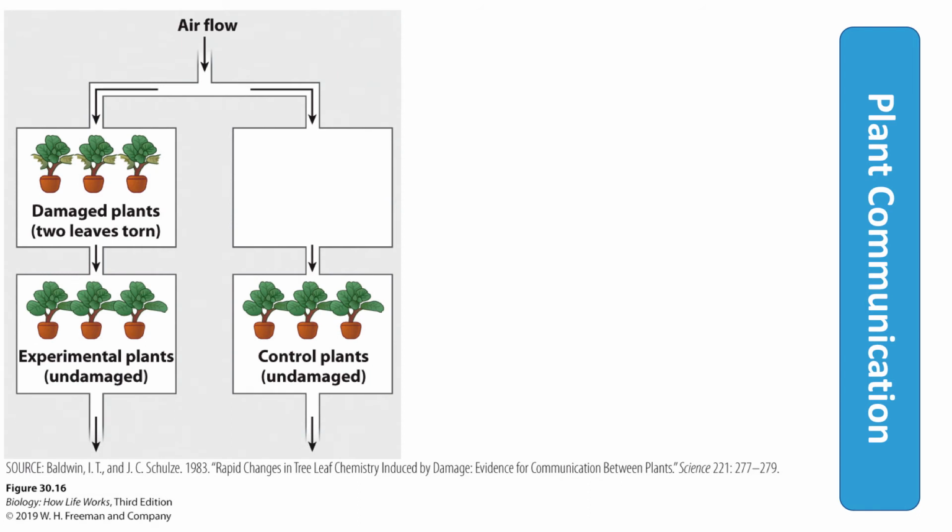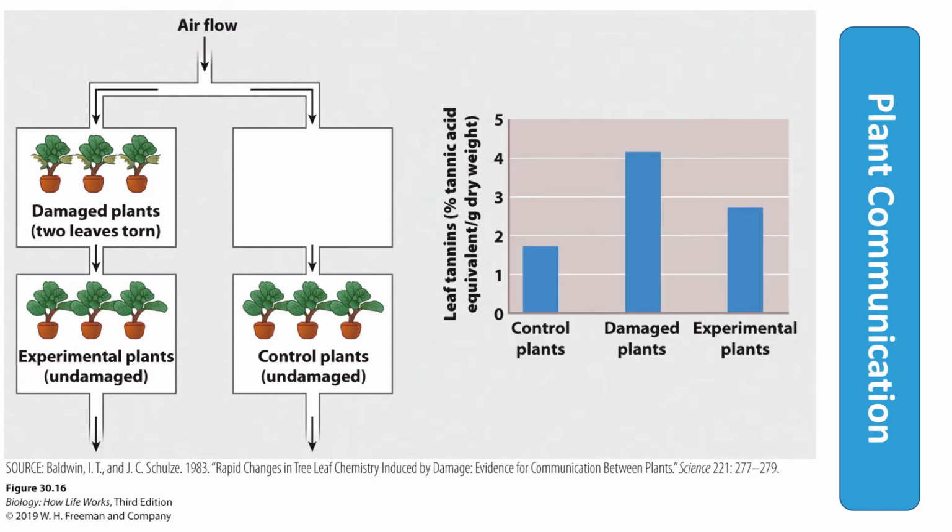To show that this happens, a set of plants was placed downwind of damaged plants, which had leaves torn to simulate herbivore damage. A set of control plants was placed downwind of an empty chamber. The concentrations of defensive compounds in all sets of the plants were measured and compared 52 hours after the initial damage. Elevated levels of defensive compounds were found in both the damaged plants and the undamaged plants downwind of them as compared to control plants. Follow-up work showed that the volatile chemicals released from the damaged plants attract predatory animals that feed on the herbivores, parasitize their eggs, or both. This is like the coyote tobacco's response to the tobacco hornworm caterpillar.